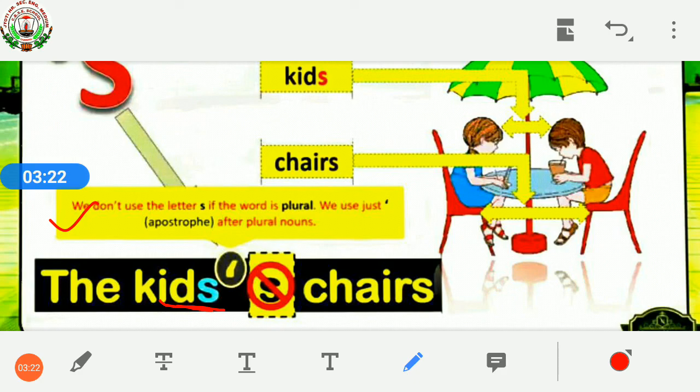So, if any noun which is plural in number and is ending with the letter S, we will not use apostrophe S here again. We will only use apostrophe.